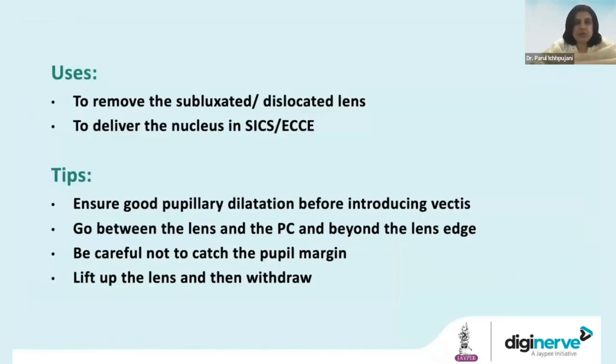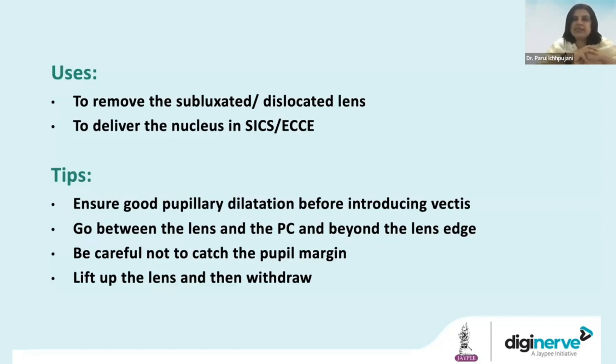The uses of these two instruments are to deliver the nucleus in either small incision cataract surgery or an extracapsular cataract extraction. They can also be used to remove a subluxated or dislocated lens. Now, the difference between subluxation and dislocation should be clear to everybody. Subluxation means that some of the zonules are broken, but the lens is still hanging in the patellar fossa with the remaining zonules. Dislocation, on the other hand, means that all the zonules are broken. The lens is a free bird. It can either come into the anterior chamber or go behind into the vitreous cavity.